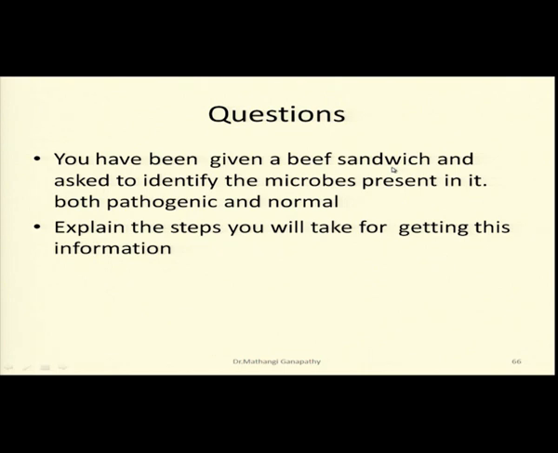Based on this, here is the question: suppose you are given a sample of beef sandwich or a vegetable sandwich. How will you identify the microbes which are present in it? You have to identify the spoilage organism, the normal microbes as well as the pathogenic microbes. Explain the steps you will take for getting this information. So, step by step you have to tell what would be the series of experiments you will do to identify as well as confirm the microbes which are present in the given sample.